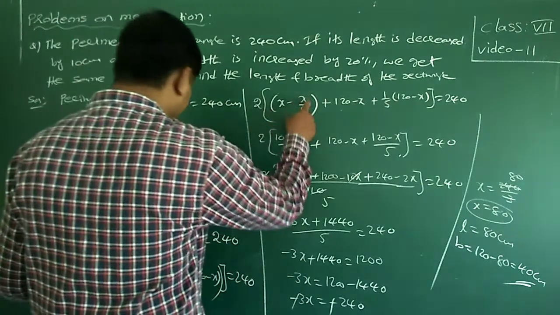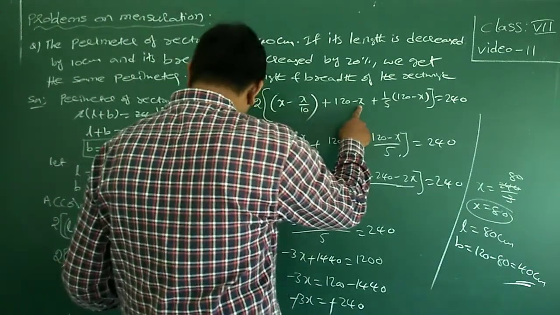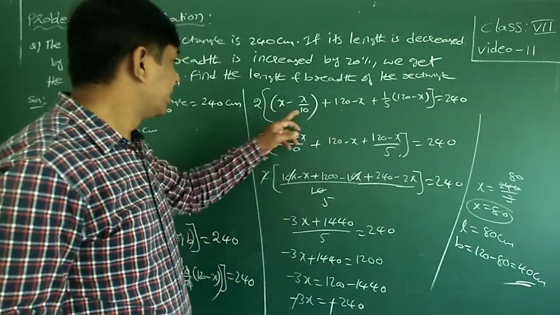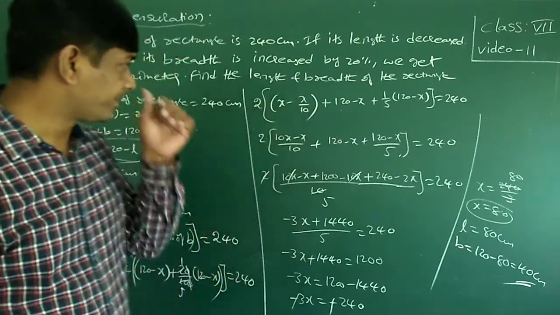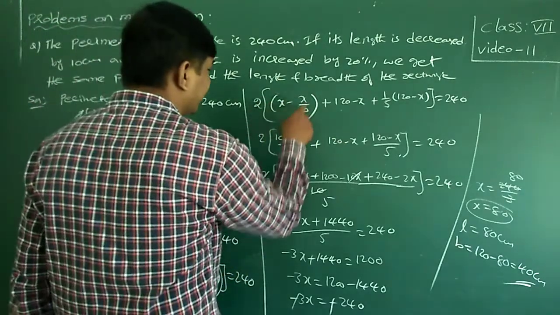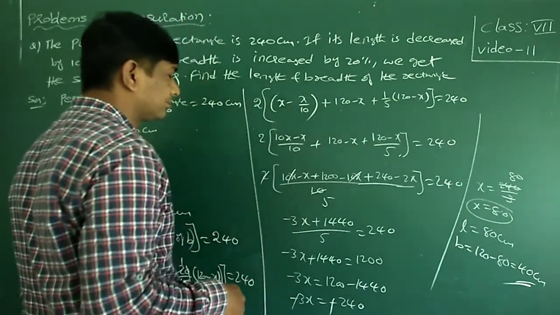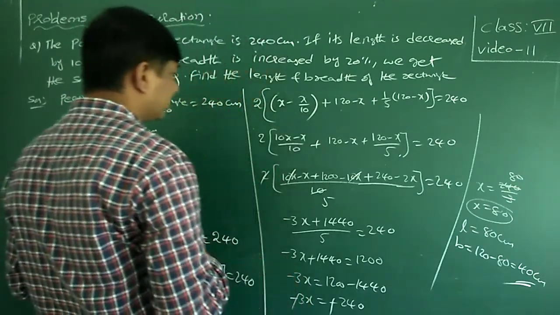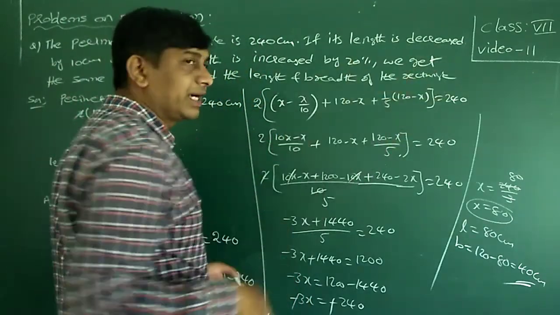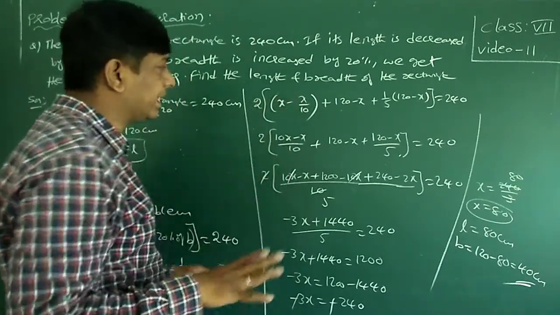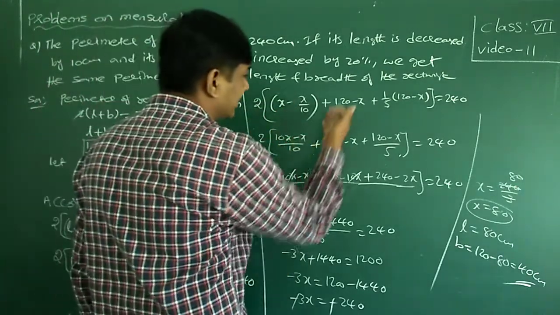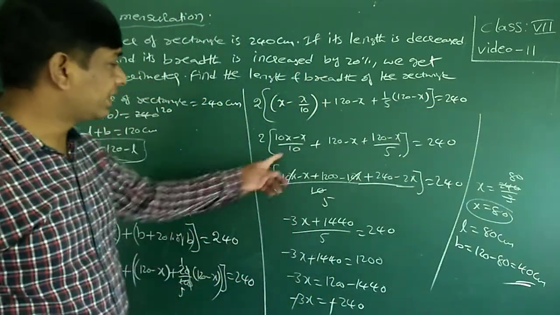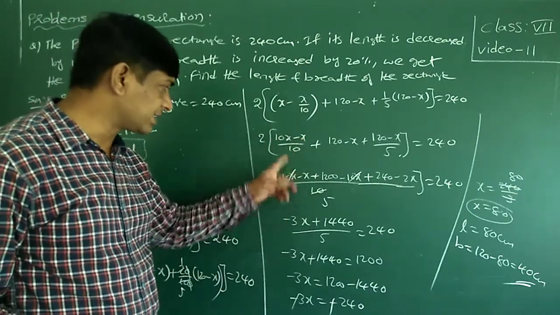Now 2 into x minus x by 10 plus 120 minus x plus 1 by 5 into 120 minus x. In this, I took the LCM for the bracket. Okay. Now, 10x minus x by 10. Without taking the LCM also, all of it can be taken together at a time. So here I wrote 10x minus x plus 120 minus x plus 1 by 5 into 120 minus x by 5. Now I took 10 as the LCM, so 10x minus x as it is, that means 9x.